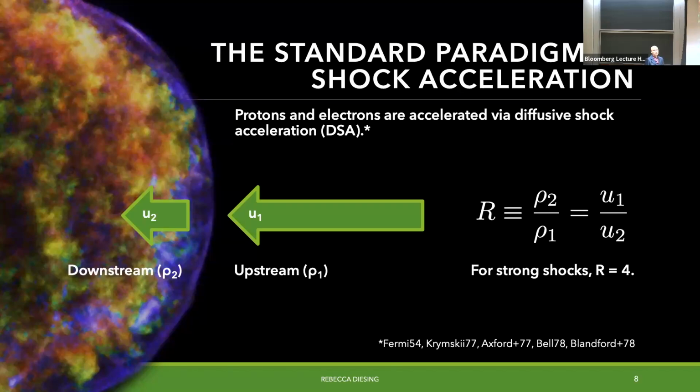From your point of view, you are going to see a flow in the upstream moving toward you at some velocity u1. That flow is then compressed, heated, and slowed down to velocity u2 behind the shock. We can characterize a great deal of the shock hydrodynamics via the compression ratio, just the density ratio, or by conservation of mass, the velocity ratio between the downstream and upstream. You can show by solving conservation equations across the shock that if you have a strong shock, so you're going substantially faster than the speed of sound, that compression ratio is universally equal to 4.